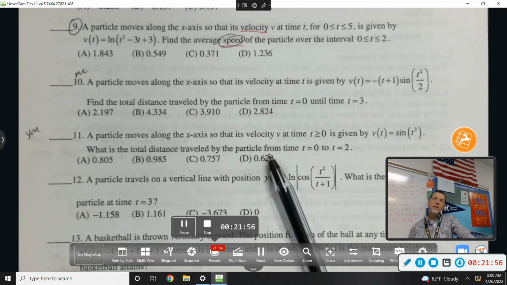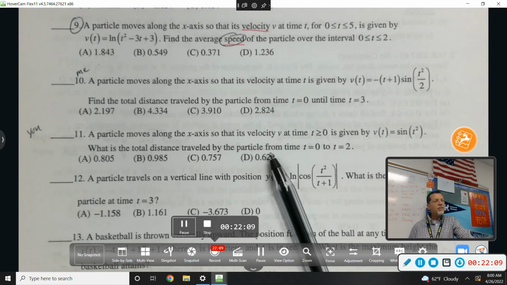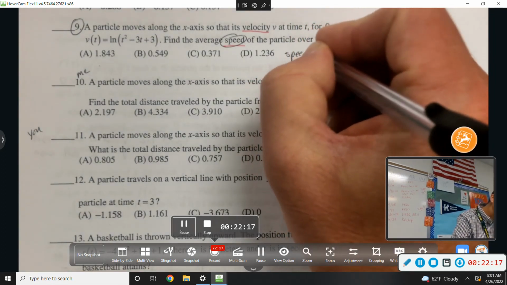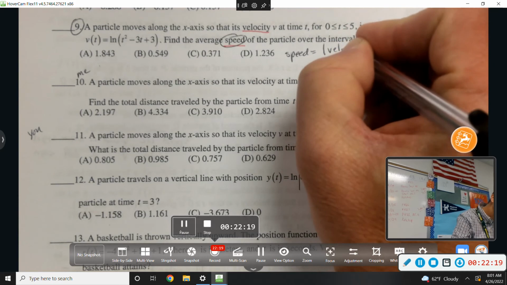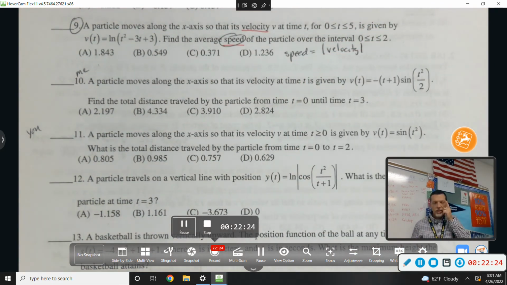No, the integral of velocity would give me position. Velocity and speed are really similar. It's related to the distance and displacement difference. It's absolute value. Speed is the absolute value of velocity. Right, that way it takes the sign off of it. We don't care about direction. We just want to know how fast we're going.